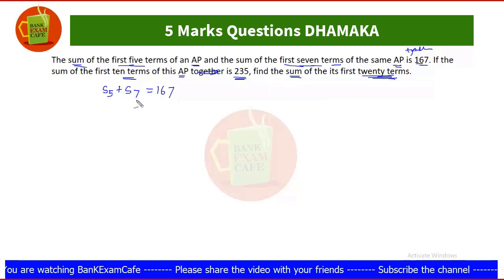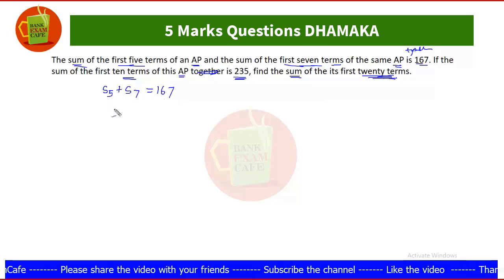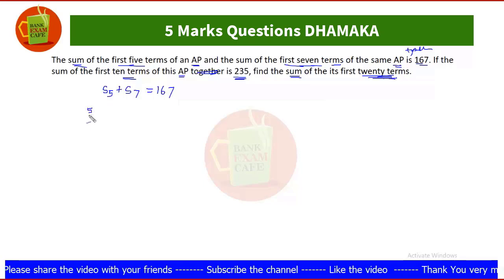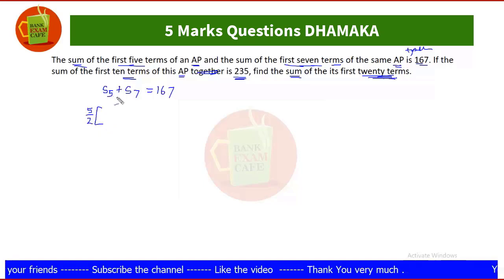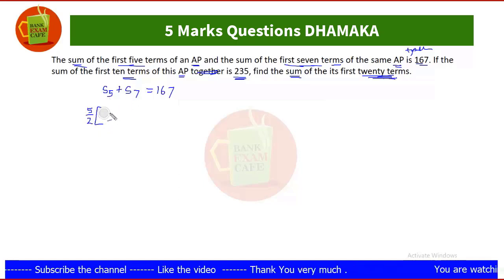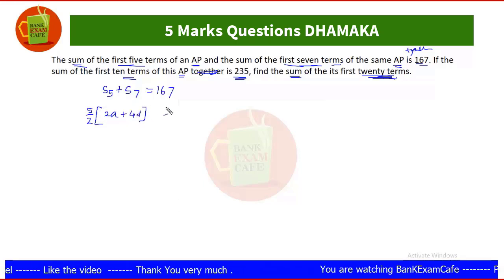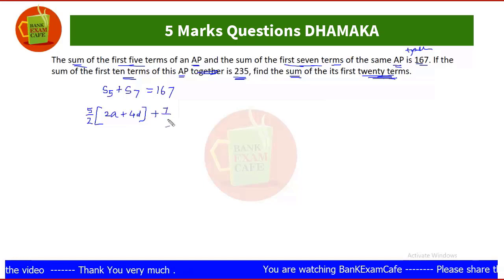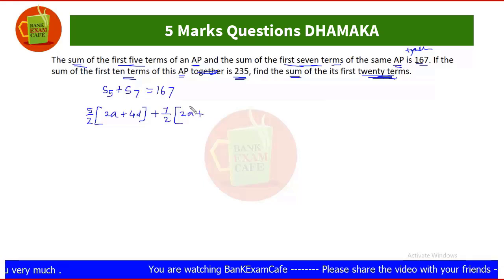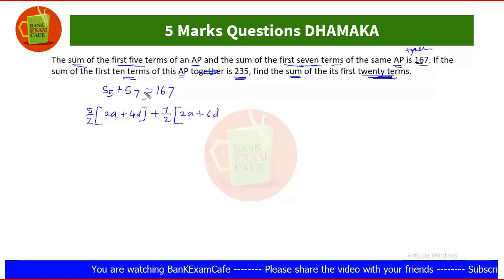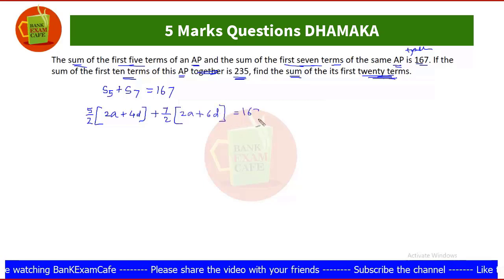So here S5 plus S7 is equal to 167, that is given to us, and so this will be n by 2, that is 5 by 2 into bracket 2a plus bracket n minus 1 into d, that is 2a plus 4d, plus 7 by 2 into bracket, again 2a plus 7 minus 1, that is 6d, which is equal to 167.